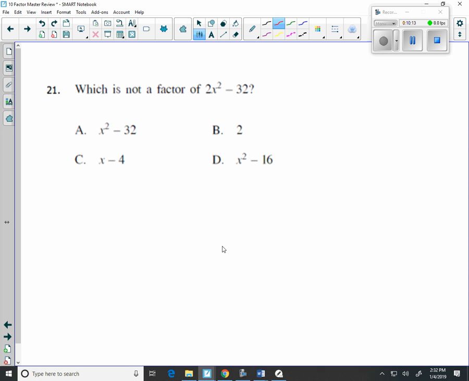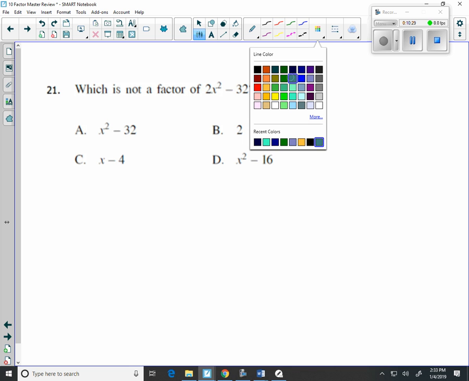21 is the very last problem. In 21, you can't do using Desmos. You have to do a little bit of work here with factoring. So the first thing I notice is that this looks like a difference of squares, but 2 is not a perfect square. 1 times 1 is 1, not 2. So you have to be careful there.